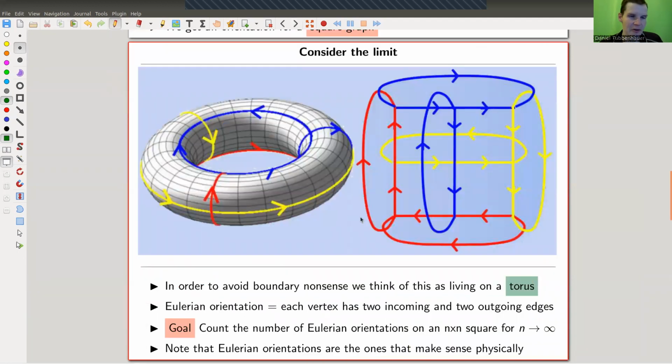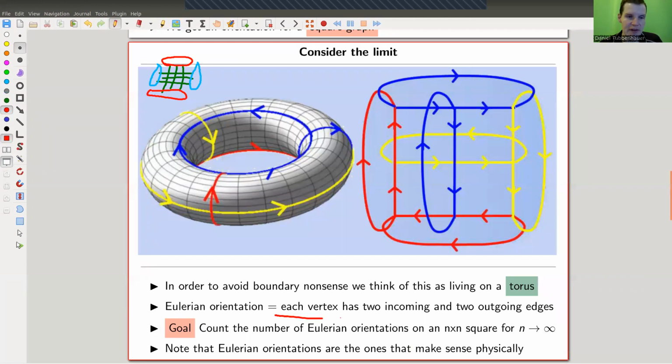Okay, and in order to avoid boundary nonsense, we want to go to infinity anyway. We think of the picture as living on a torus, in the sense that going out here, you will re-enter here, and going out here, you will re-enter here. But since we take n to infinity anyway, it doesn't really matter. It's just a comment here. If you're an expert and know what boundary conditions are, these would be periodic boundary conditions. Anyway, what we are looking for is what is called an Eulerian orientation.